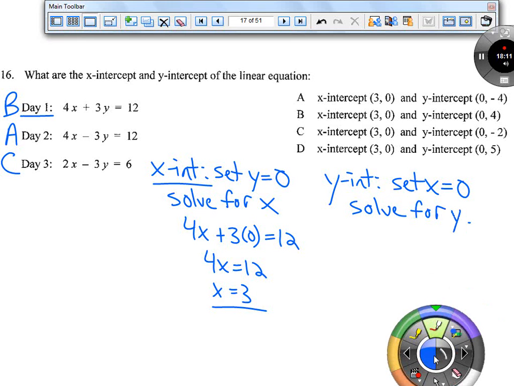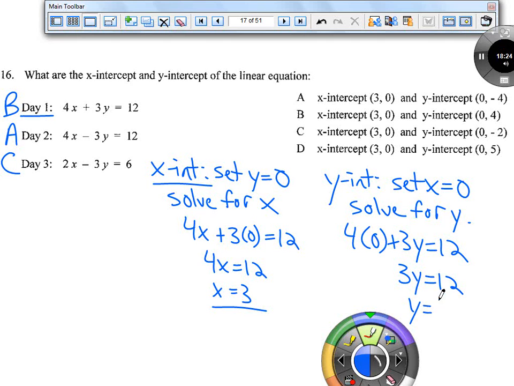So if you set x equal to 0, then it'd be 4 times 0 plus 3y equals 12. That becomes 0, so this would be 3y equals 12. So your y-intercept would be 4 when you divide. So you look for that. If it's an x-intercept, then it's always going to be 3, and then it's going to be 0 for the y. And if it's a y-intercept, then the x-coordinate is going to be 0, so it's 0, 4.